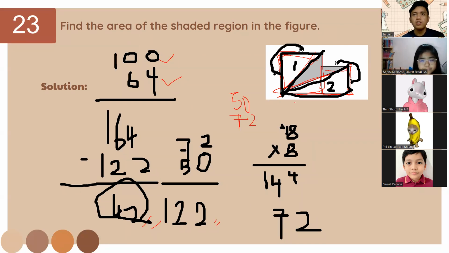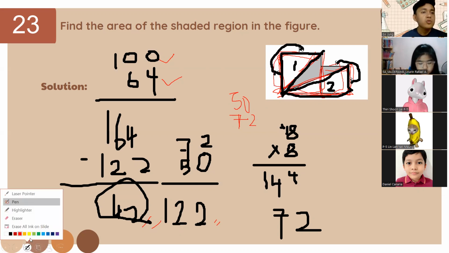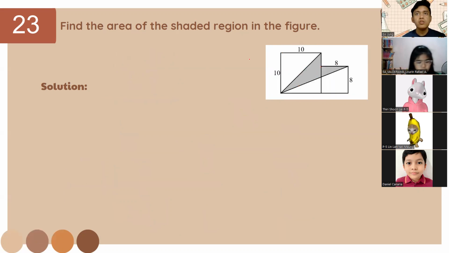Any questions regarding this problem? So again, just remember, first get the area of the triangles and then the area of the squares, and you subtract them from each other. So no more questions, right? We'll proceed to the next problem, which is number 24.